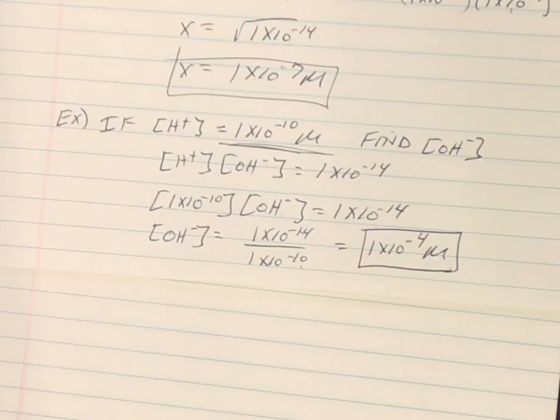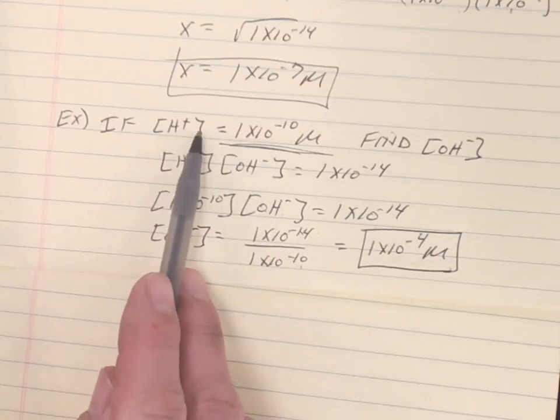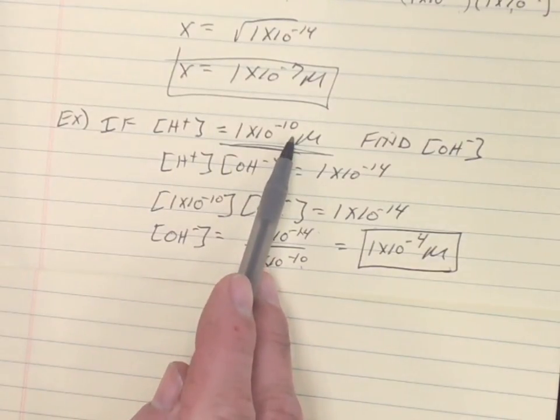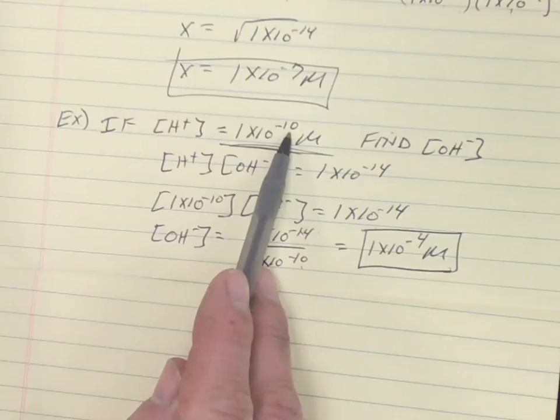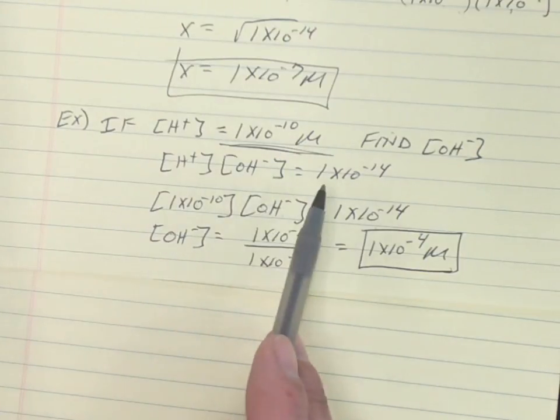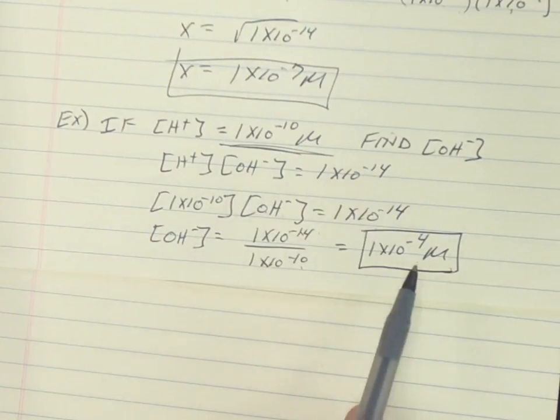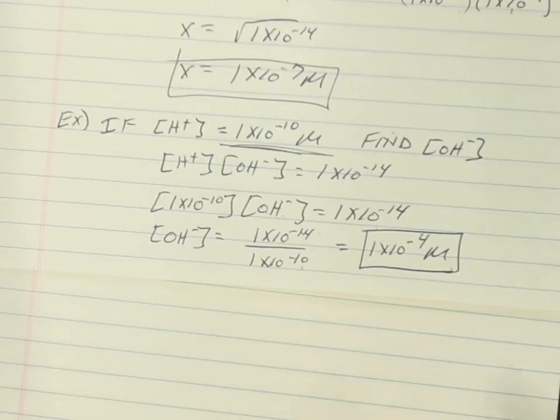If you wanted to check yourself, you know that OH has to be less than H plus, right? Very good. If H plus is 1 times 10 to the negative 10th, because they have to be multiplied to give you 1 times 10 to the negative 14th, this has to be less. You got it. So this allows us to find either H plus or OH negative, and where this is going to come in useful tomorrow is we're going to learn how to calculate pH using the logarithmic scale.